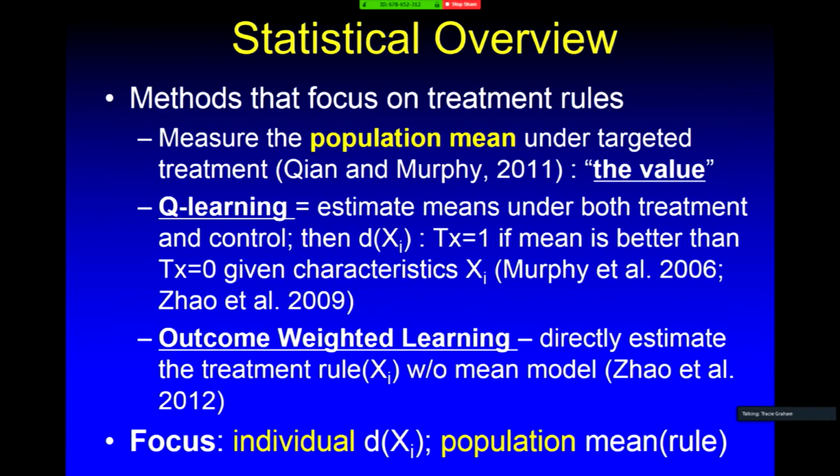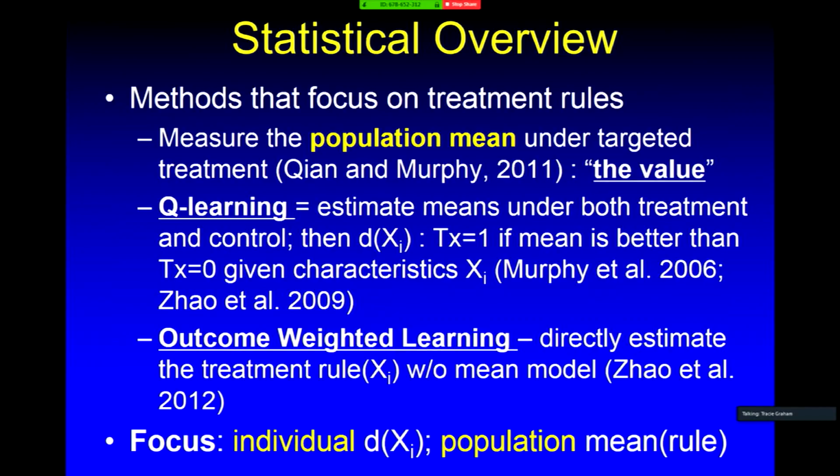Since that, there's been a bunch of interest in really 2 paths that I'll identify here. One called Q-learning, which estimates the fundamental quantities of interest, what is the mean under both treatment and control. This simplifies it and says if you knew that, you'd recommend treatment simply based on whichever mean is better. And in fact, that rule would lead to a better value or a better population mean.